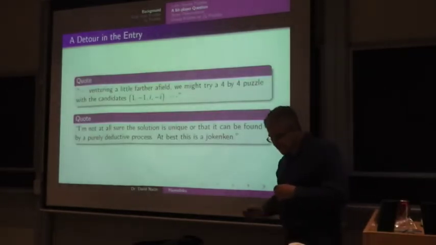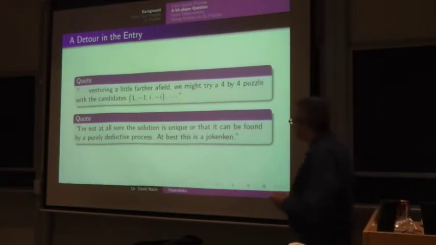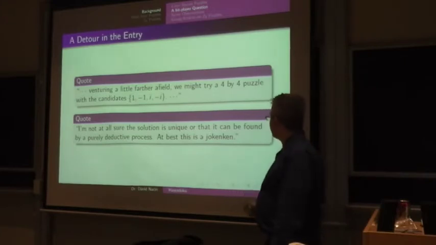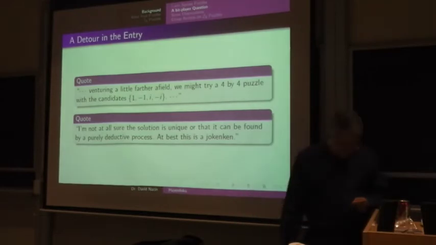I was interested in this side note where he said, "Venturing a little farther afield, we might try a 4x4 puzzle with the candidates 1, -1, i, and -i. I'm not at all sure the solution is unique or that it can be found by a purely deductive process. At best, this is a Joe KenKen."